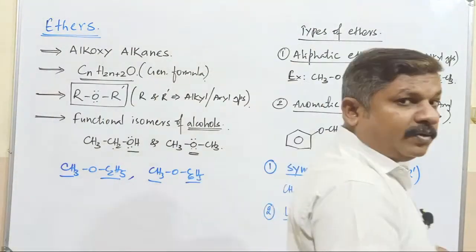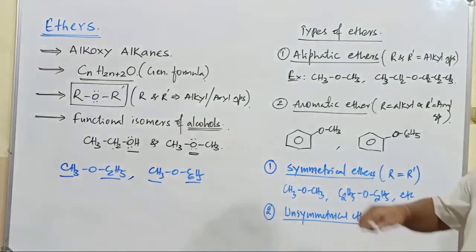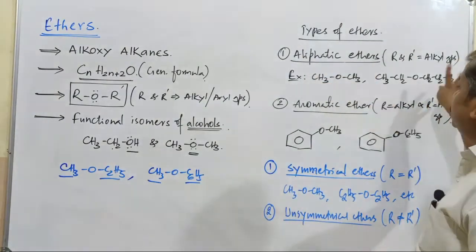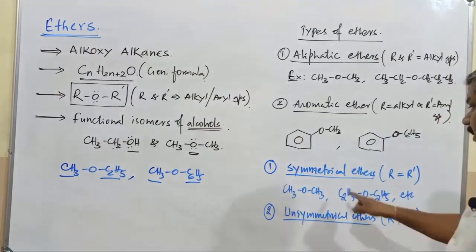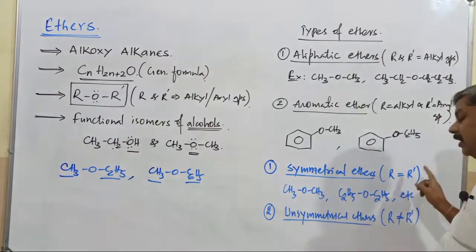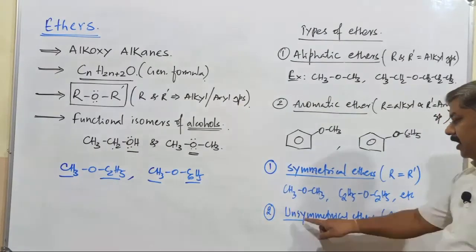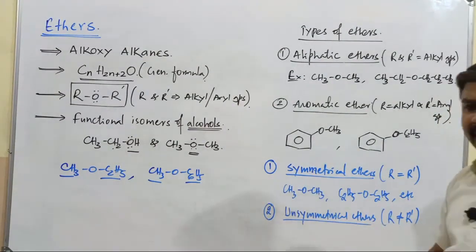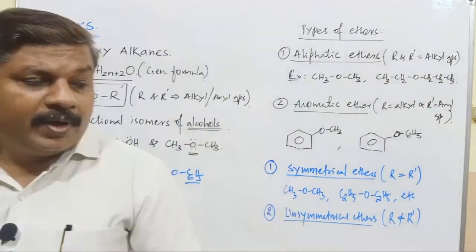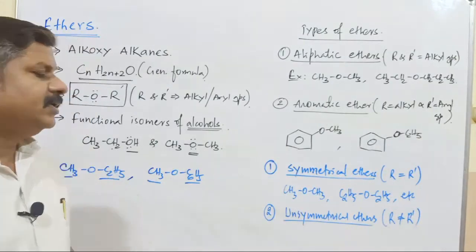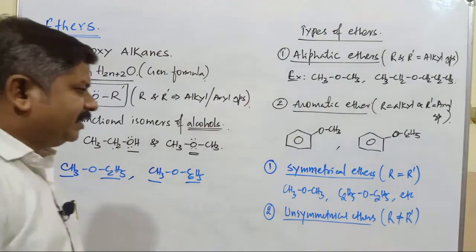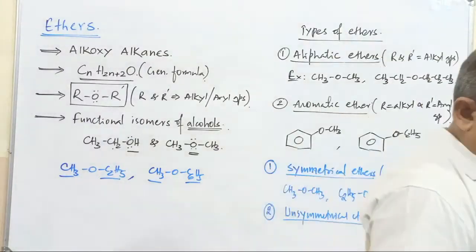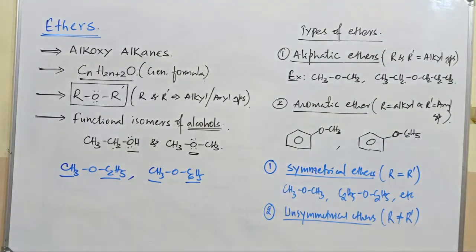Unsymmetrical ether. So totally 4 types of ethers we have: aliphatic ethers, open chain structure only; aromatic ethers, which have the benzene nucleus; symmetrical ethers, where R and R dash are similar; and unsymmetrical ethers. In an unsymmetrical ether, one alkyl group is not similar to what? Another alkyl group. Those are the different types of ethers we come across generally. Copy this one. We'll go to the next point.